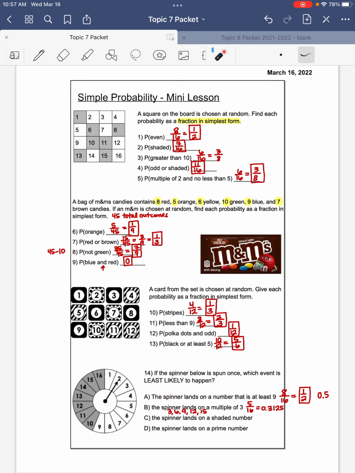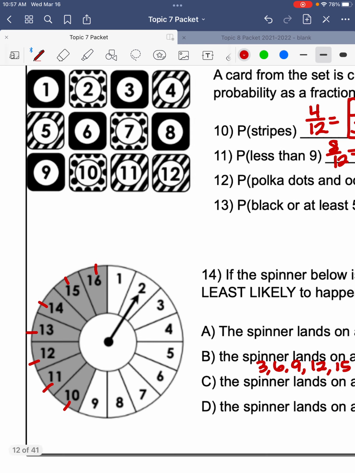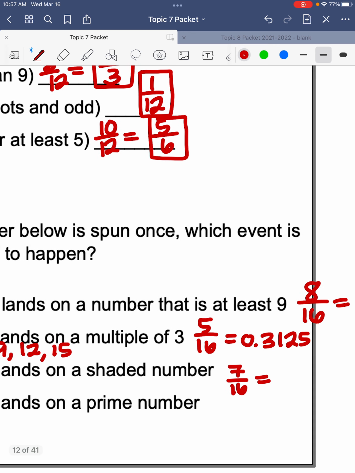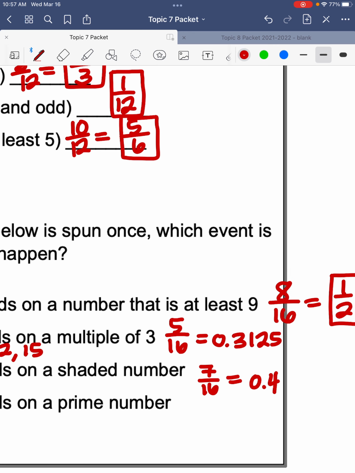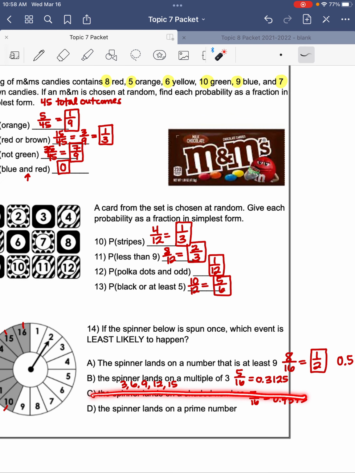Okay, so let's look at C. The spinner lands on a shaded number. Well, how many are shaded? 1, 2, 3, 4, 5, 6, 7. 7 out of how many total? Well, 7 out of 16 total. That fraction does not reduce, but I can turn that into a decimal. 7 divided by 16 is 0.4375. So when I compare these two decimals, 0.4375 and 0.3125, this one right here is bigger. So I know that my answer is not going to be C because it's more likely to happen that it lands on a shaded number.